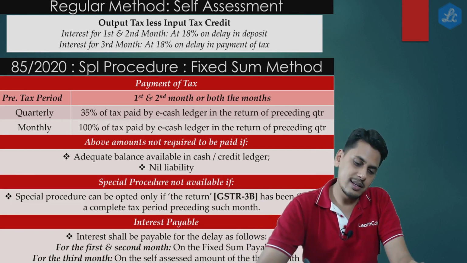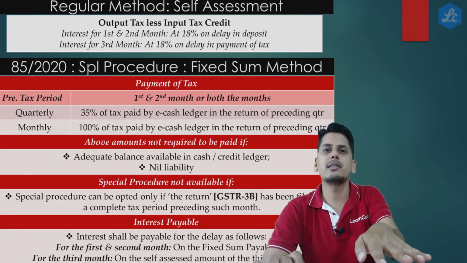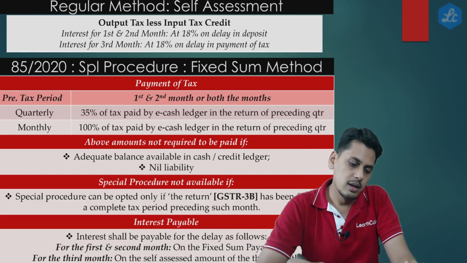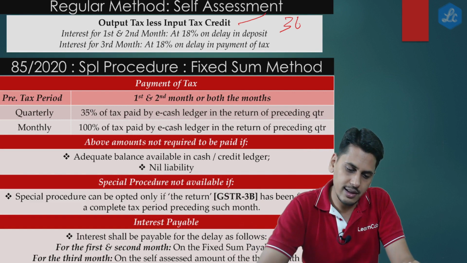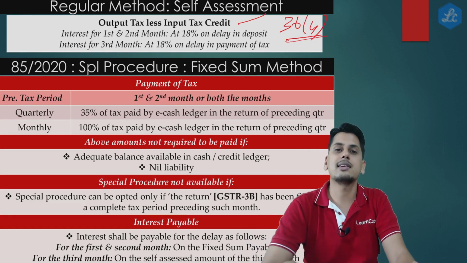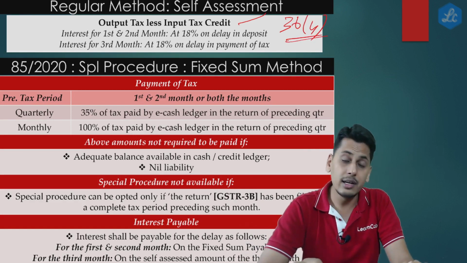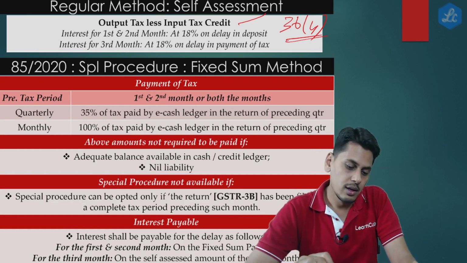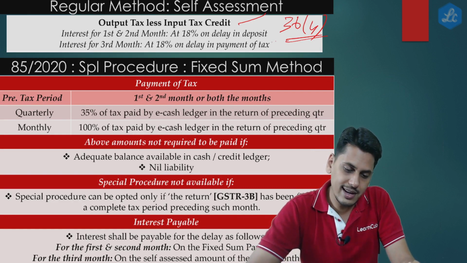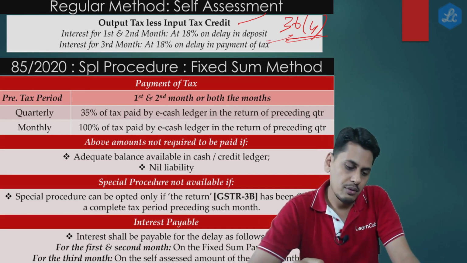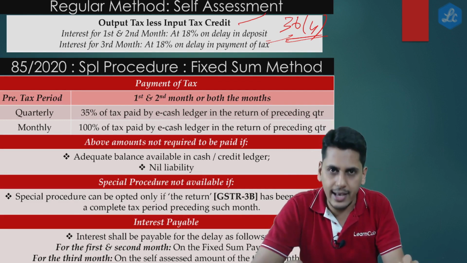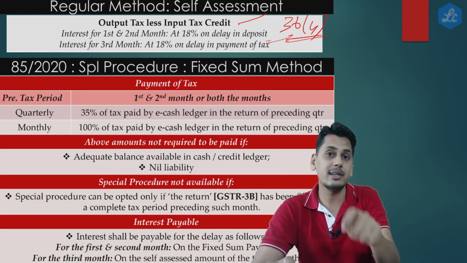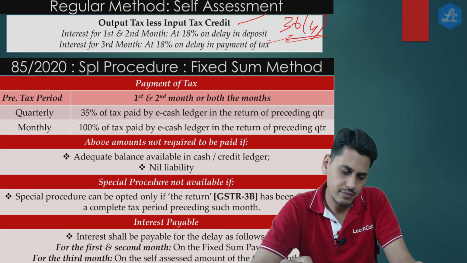So friends, under the self-assessment method, this is a default method. You need not opt anything for. Output tax less input tax credit. This input tax credit needs to be calculated in accordance with rule 36 sub rule 4. Difference, you need to deposit it. So interest for the first and second month will be at 18% on delay in deposit. For the third month, it will be at 18%, same for the delay in payment of tax, because for the third month there is no deposit, it is only payment of tax.